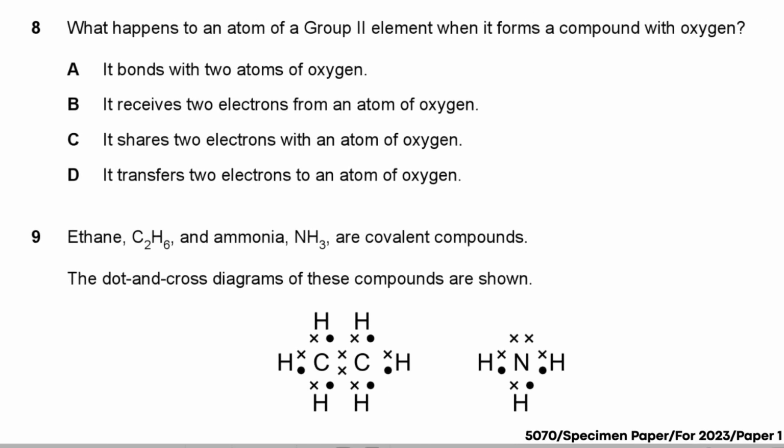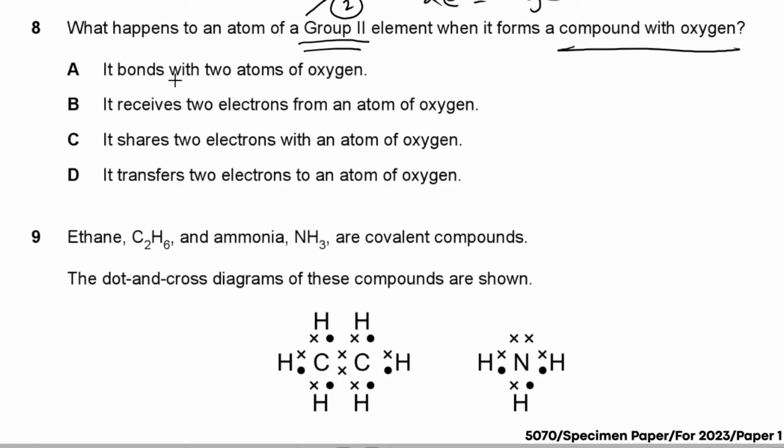Alright, so let's move on to the next one. What happens to an atom of a group 2 element when it forms a compound with oxygen? So group 2 loses 2 electrons because it forms a charge. So let's say magnesium, it's going to form a charge of 2 plus.